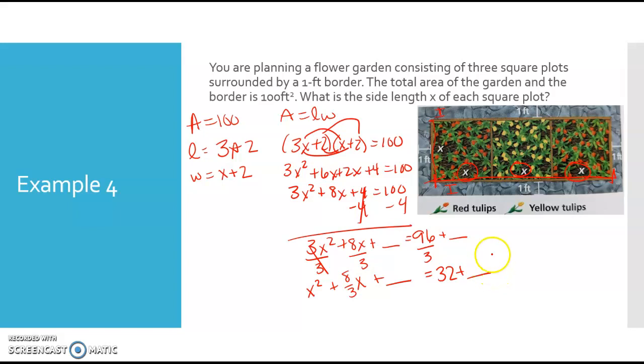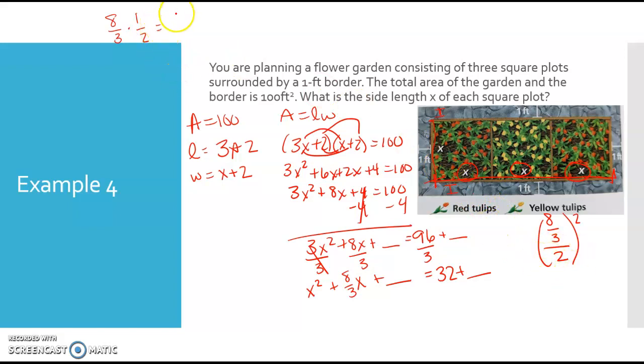All right. Now you may go, Mrs. Cartwright, there's fractions and we hate fractions. Take a breath. I've got to find my c, so I'm going to take that b, which is 8/3. I'm going to divide it by 2, and then we're going to square it. I'm going to do this off to the side here. 8/3 divided by 2 is the same as 8/3 times 1/2. My bad, I've got to flip my bottom fraction.